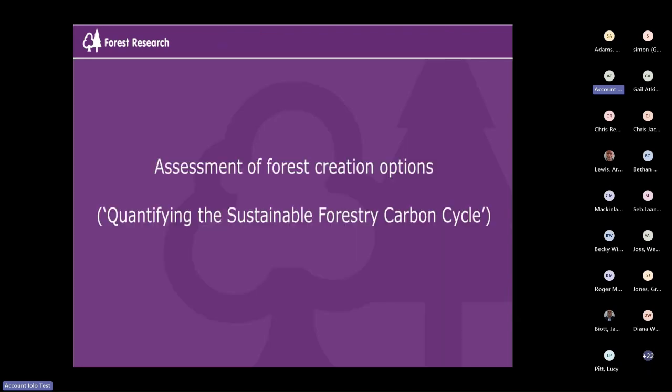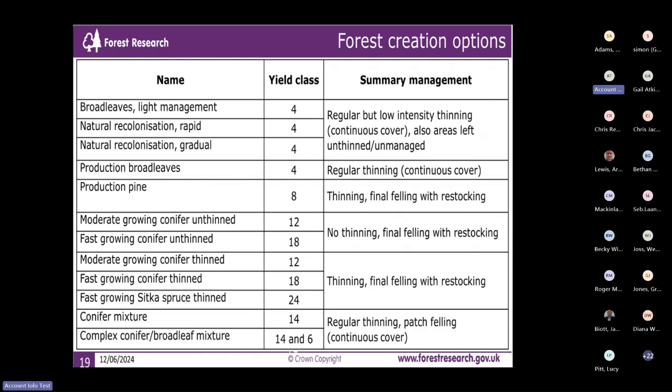Now I'm going to talk about assessment of forest creation options. And this comes from a study called Quantifying the Sustainable Forestry Carbon Cycle, which was commissioned by Scottish Forestry, the Welsh Government, and Forestry Commission Forest Services. And what we did is we looked at all these different woodland options, from broadleaves at the top.